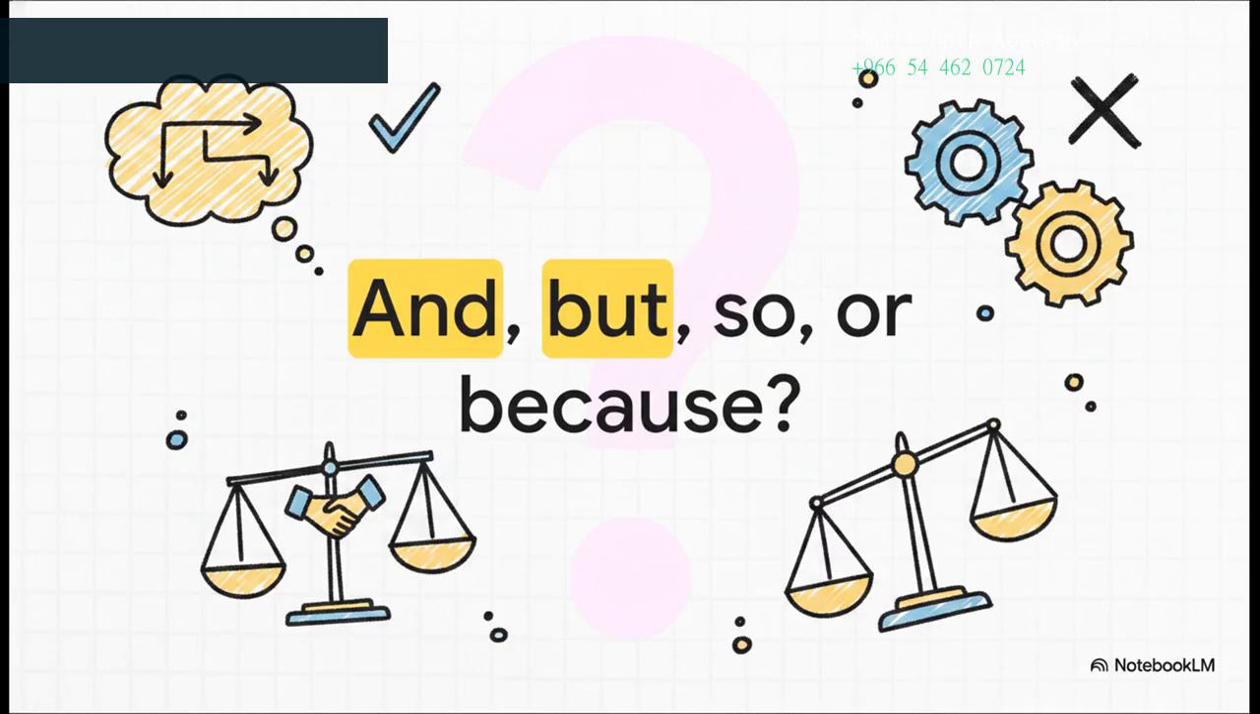One small word can truly change the whole meaning. And, but, so, or because. Now you might be wondering, does it really matter which one I use? Yes, choosing the wrong joining word can completely confuse the meaning of your English sentences. Your sentence might look perfectly grammatical, but the actual message you're trying to send gets totally lost.